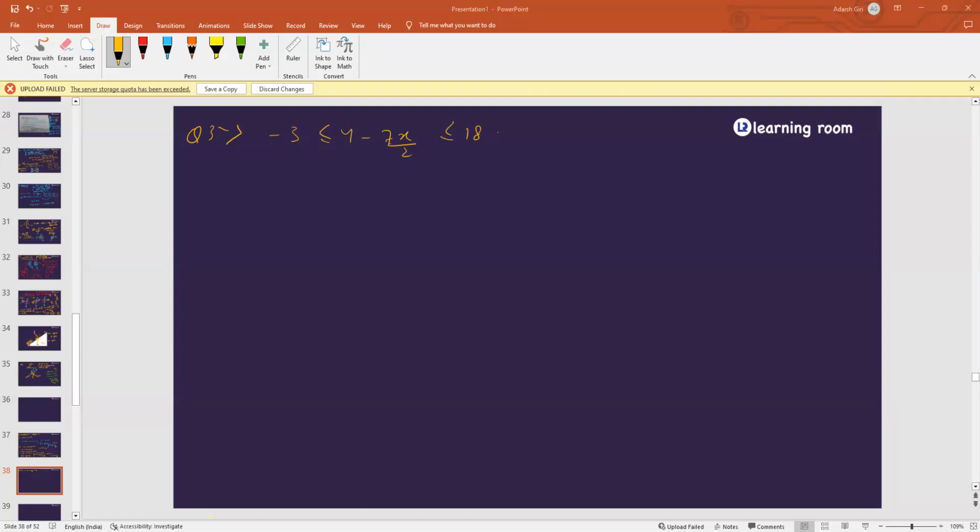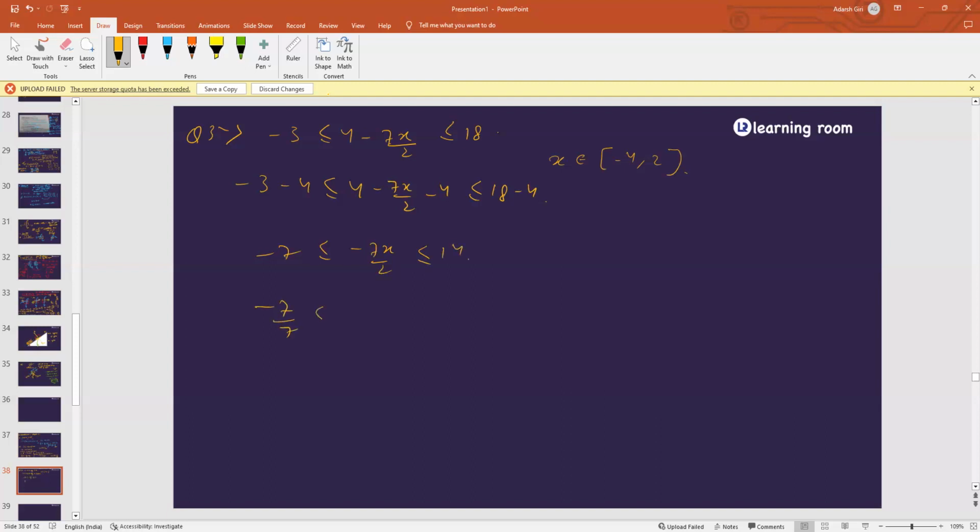Sir, x belongs to -4, comma 2, square brackets. That is correct. Okay, so how will we be doing this? First, we have to subtract 4 from there. So 4 minus 7x upon 2 minus 4 less than equals to 18 minus 4. It will be -7. Here, this 4 will get cancelled. Here, it will be 14. Now, what you have to do, we have to divide it by 7.